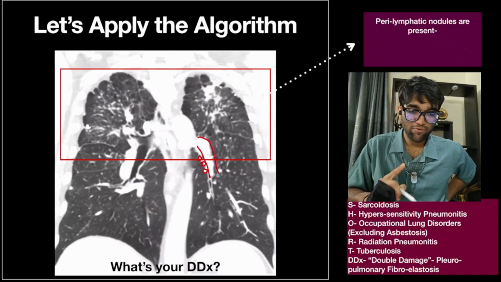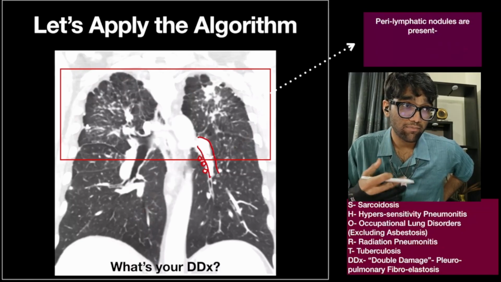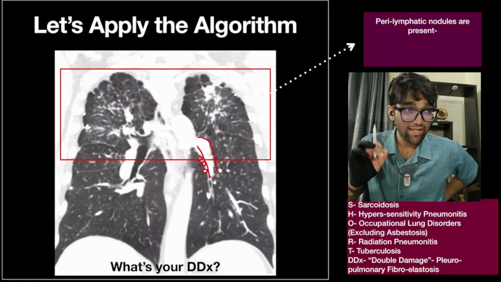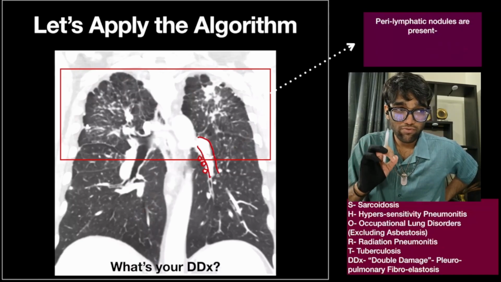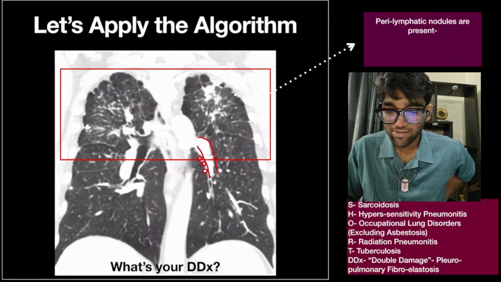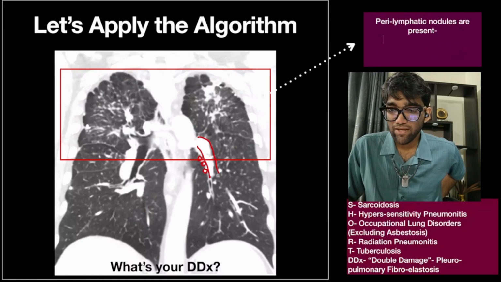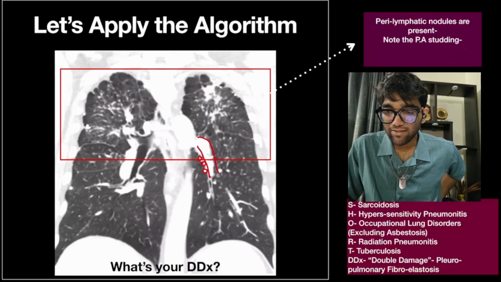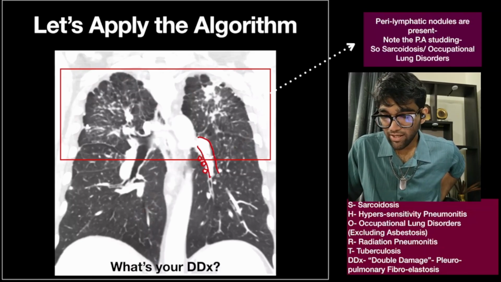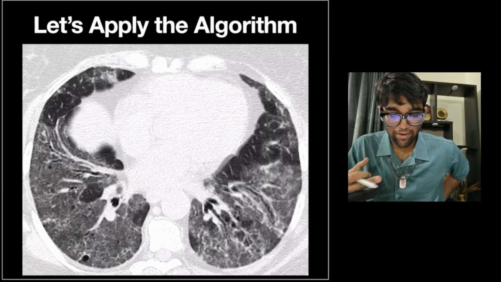So if you remember from our discussion on evaluation of pulmonary parenchymal opacities, pulmonary studding was very characteristic of the bronchovascular pattern and the perilymphatic pattern. It can only occur with those two patterns, and that is very characteristic of sarcoidosis. Since that is present, you would find that this is either sarcoidosis or occupational lung disease. Very unlikely to be anything else. So that's how you combine those two together.